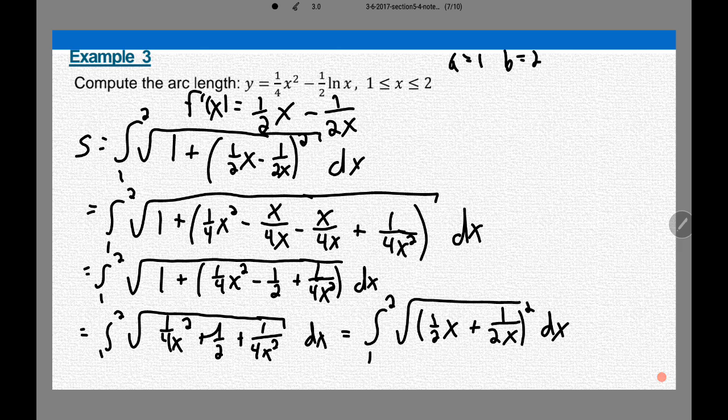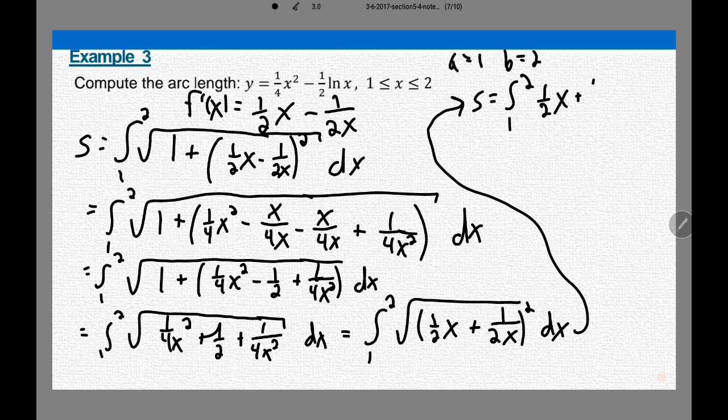Alright, this 1/4 x squared plus 1/2 plus 1 over 4x squared is a perfect square, and you can bring it out like this, and now our integral becomes a whole lot easier, because now our arc length is just the integral from 1 to 2 of 1/2 x plus 1/2 of 1 over x, which is very similar to what we started with, but a little different.